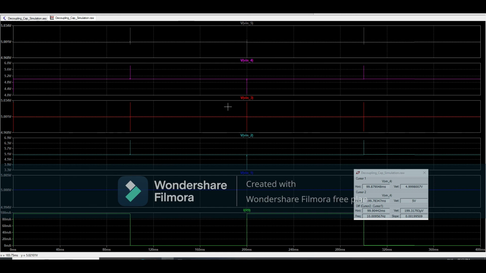Then the third case, Vin3. In this case, a decoupling capacitor is placed very close to the IC pin. Hence, we see a very small voltage spike which goes only up to 5.034 volts and 4.968 volts. In the fourth case, the decoupling capacitor is placed far away from the IC, and here we see voltage spikes going up to 5.7 volts and down to 4 volts because of the inductance present between the capacitor and the IC pin. Fifth, we see the effect of the damping resistor.